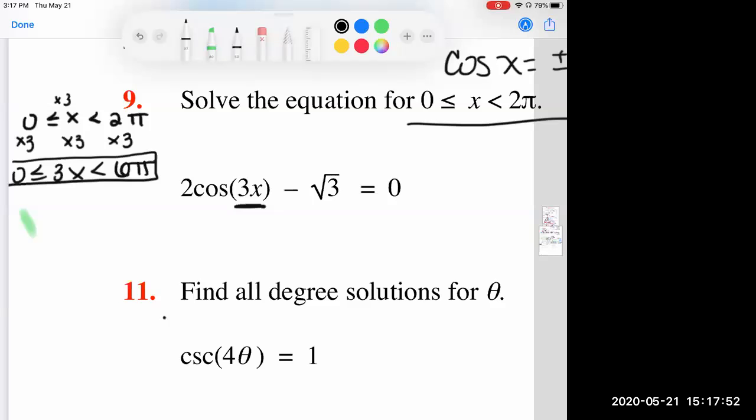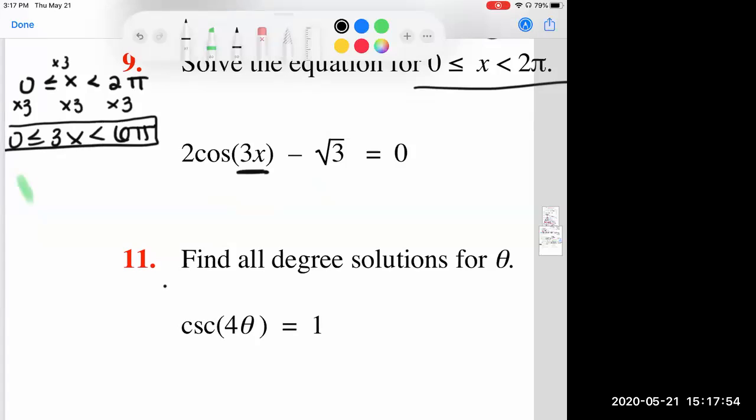Okay, let's go ahead and solve our equation. Instead of using that 3x, I'm going to write arg. And once I solve, I'll go back and change that arg to 3x. All right, so we want to solve for cosine. So I add square root of 3 to both sides and divide by 2 to get cosine by itself.